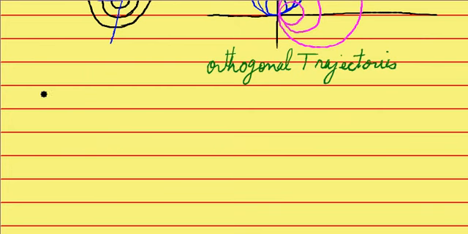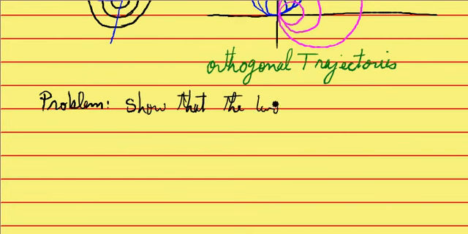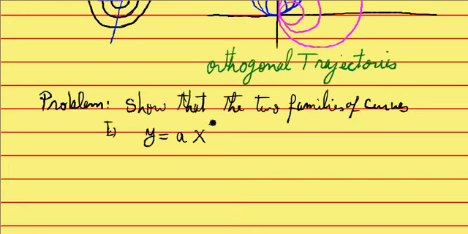The example problem we are going to consider is this. Show that the two families, one of them being defined by y is equal to a times x cubed, and the other one defined as x squared plus 3y squared is equal to b for some number b, are orthogonal.